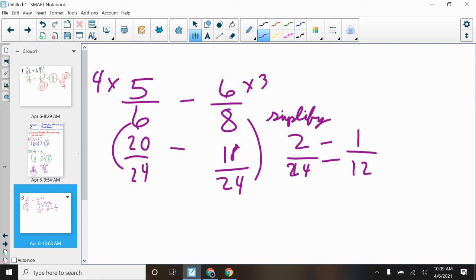Okay, so the least common denominator is 24, and then divide 24 by 6, and that's 4. And then 24 by 8 is 3. And then 6 times 3 is 18. 4 times 5 is 20. And then 20 minus 18 is 2 over 24, but that has to be simplified, so it's 1 over 12.